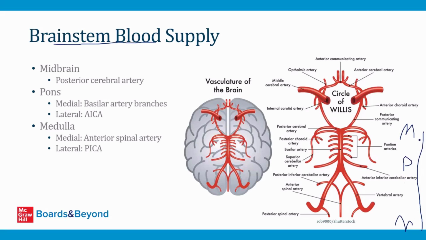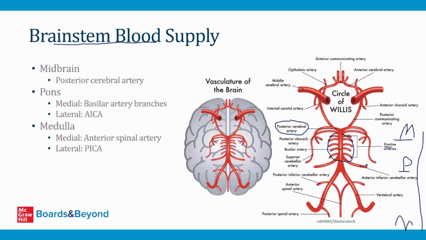And so we'll start by talking about the blood supply to the midbrain. It's going to come from vessels in the posterior circulation that are higher up, and the main vessel that supplies blood to the midbrain is the posterior cerebral artery shown here. Now we move down to the pons. It has a different blood supply depending upon whether you're talking about the medial or midline pons or the lateral pons. The medial pons gets its blood supply from these vessels right here. These are called pontine branches of the basilar artery.